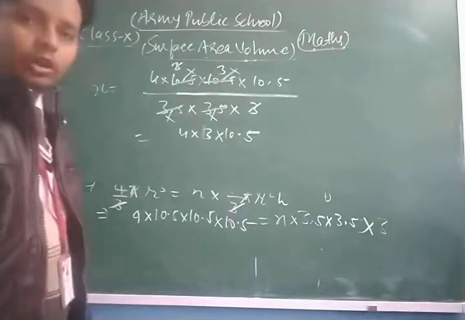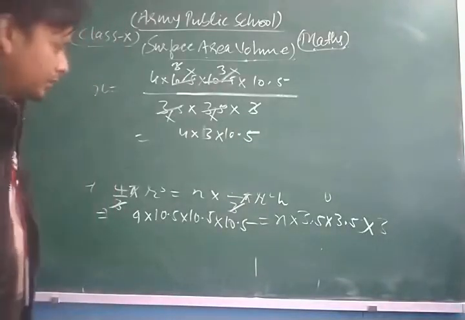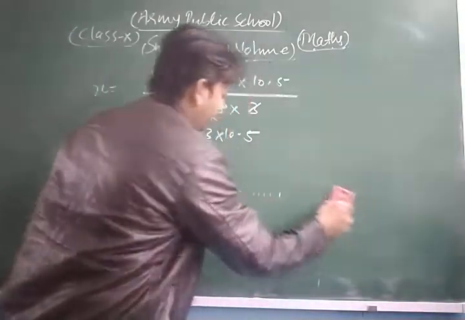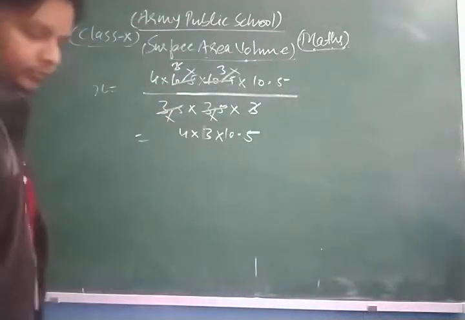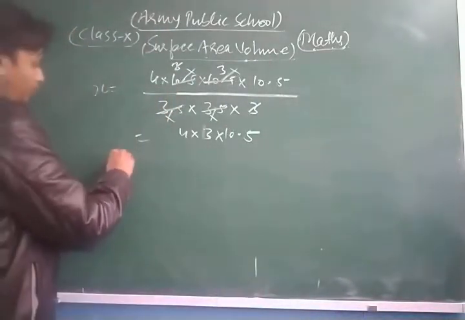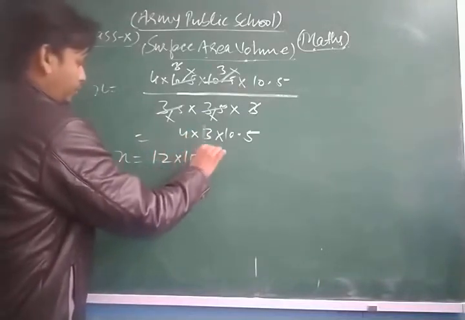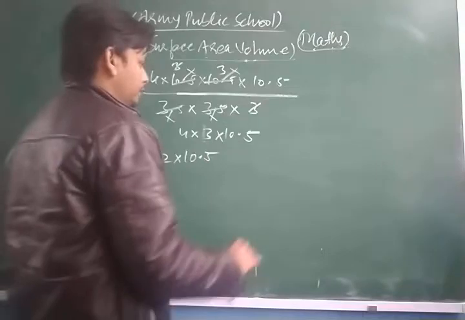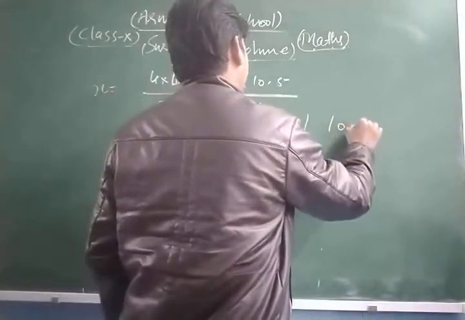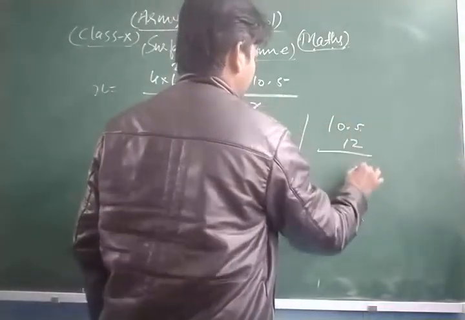Now what I do, we just multiply them, dear friends. Look, so we get the number of cones so formed is 4 threes are 12 into 10.5. So now we multiply them, 10.5 into 12.